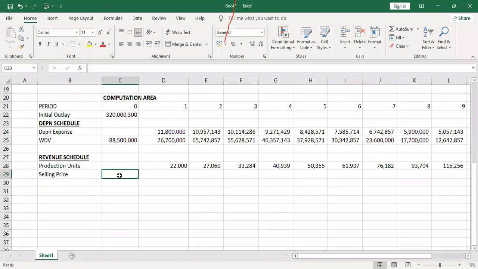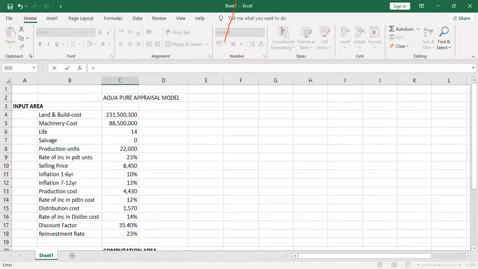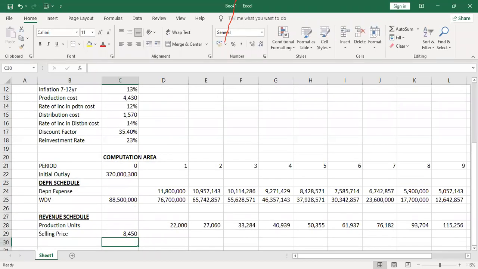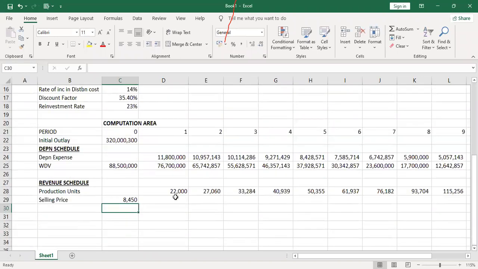So how do I pick the selling price from the input area to the computation area? You click in period 0, then you press equals. Then you go to the input area, and where you click is selling price, on the value, not on the word selling price. Then you press enter. So that is my selling price in period 0.